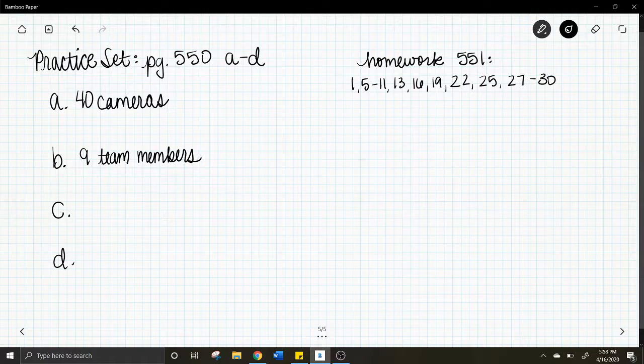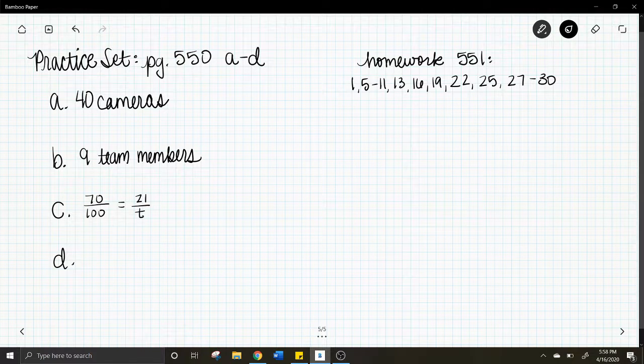Letter C, referring to problem B, what proportion would we use to find the number of members on the team? So that's a different part of the question if we wanted to know the total number. So we would have used the percent information and the total information. So we would have set up a proportion like this.